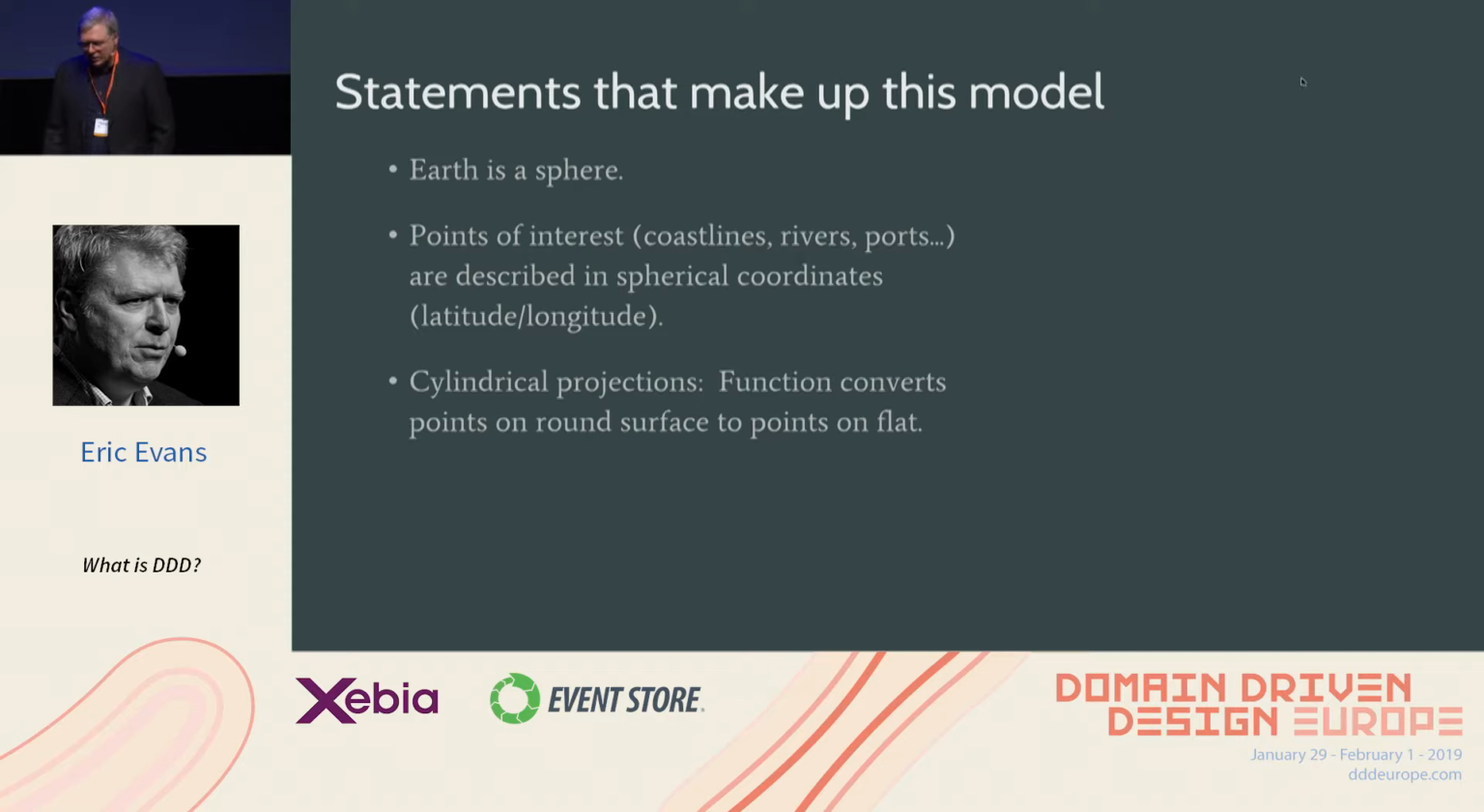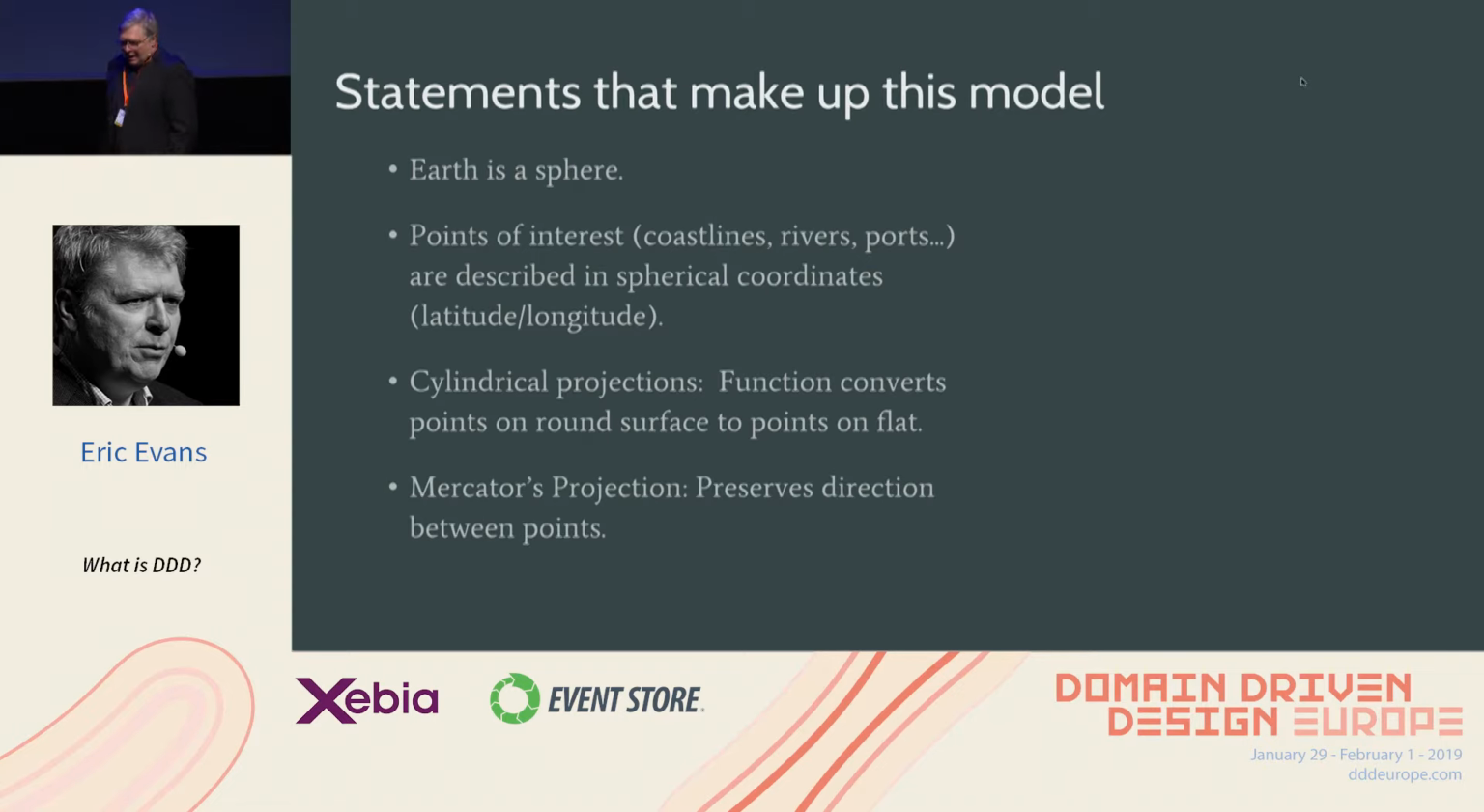Then we need to convert it into a flat map, or technically into a cylinder, because you could rotate that map. And we need to do this in a way, because there are an infinite number of ways of transforming a spherical surface into a cylinder, but we need to do it in a way that preserves the direction of 2 points relative to each other. There's only one way to do that, and it's the Mercator projection.